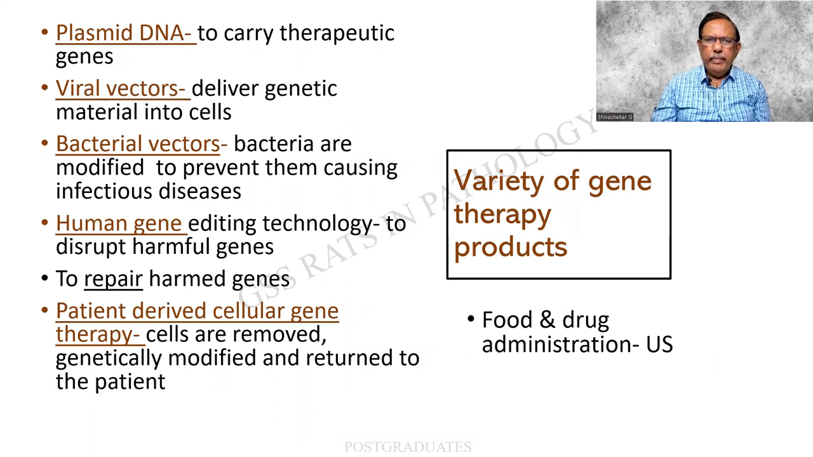Variety of gene therapy products. There can be the plasmid DNA, viral vectors, bacterial vectors also, not only viruses. Human gene editing technology has been used to disrupt the harmful genes, and patient-derived cellular gene therapy. Cells are removed, genetically modified, and then they are returned to the patient. So maybe it is something like plasmapheresis and then a reintroduction. So this kind of things we people shall be remembering.